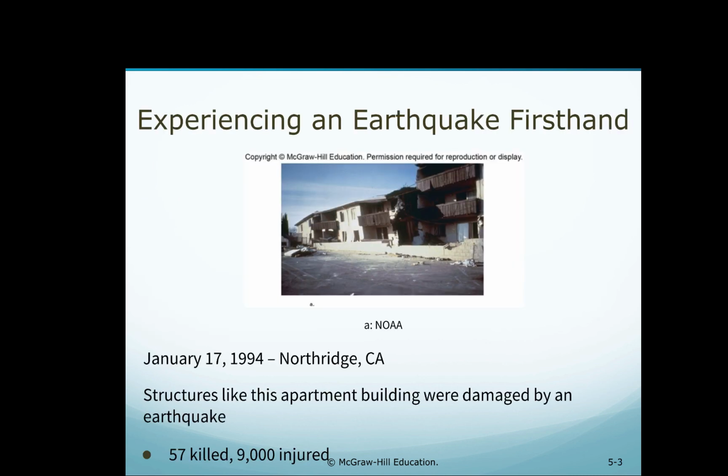Experiencing an earthquake firsthand. January 17, 1994, Northridge, California. Structures like this apartment building were damaged by an earthquake. 57 people were killed and 9,000 were injured. I remember this earthquake very well.